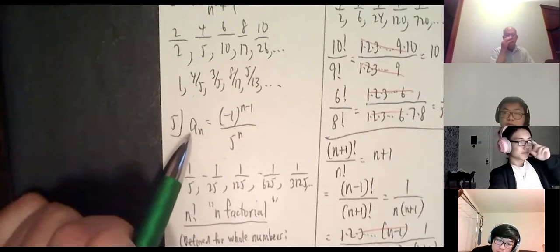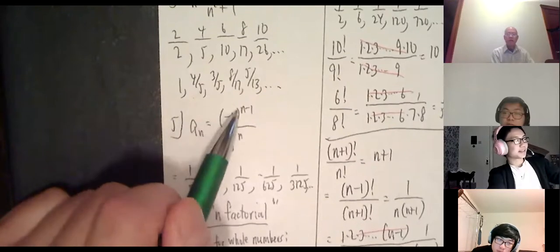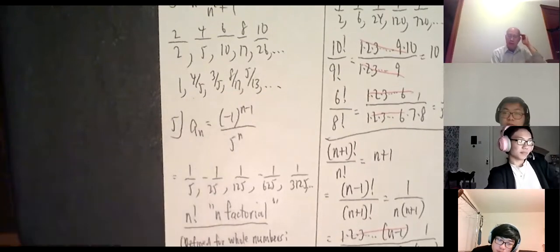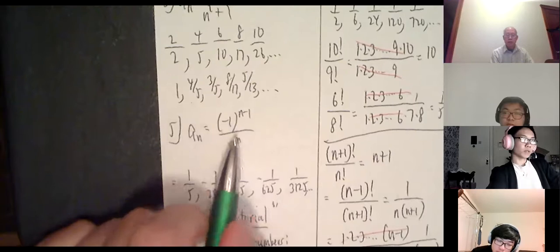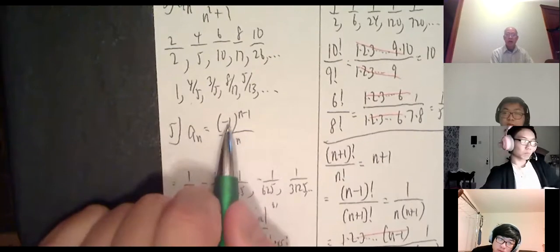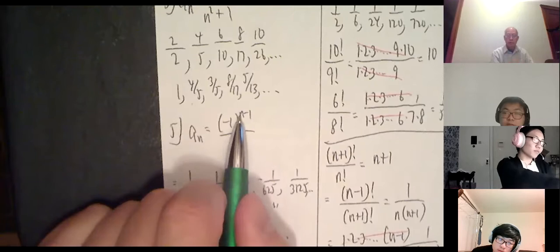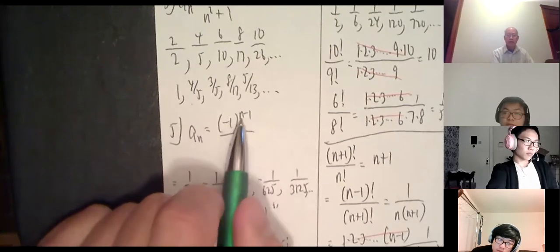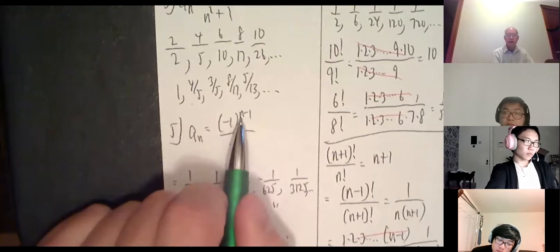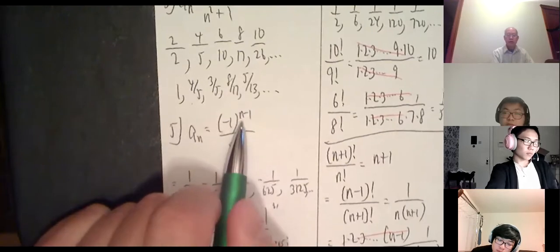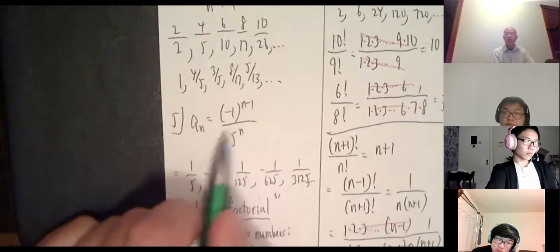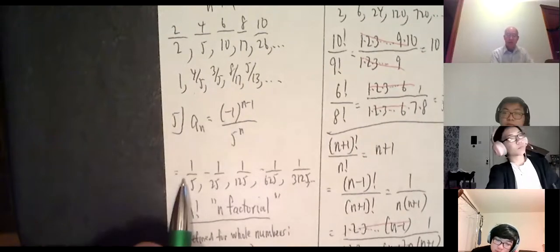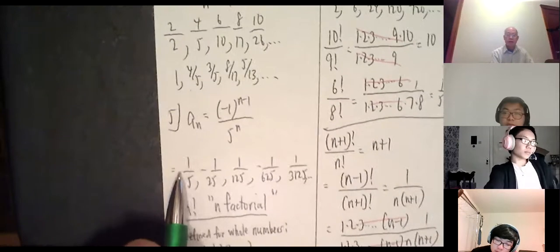Okay, my number 5, a sub n equals -1 to the n minus 1 over 5 to the n. Let's think again about plugging in here. If I plug in 1, I have -1 to the 0, which is 1. If I plug in 2, I get -1 to the first power, which is -1. If I plug in 3, I have -1 squared, which is 1. If I plug in 4, I have -1 cubed, which is -1. So it makes it alternate with the first term being positive. Positive, negative, positive, negative.